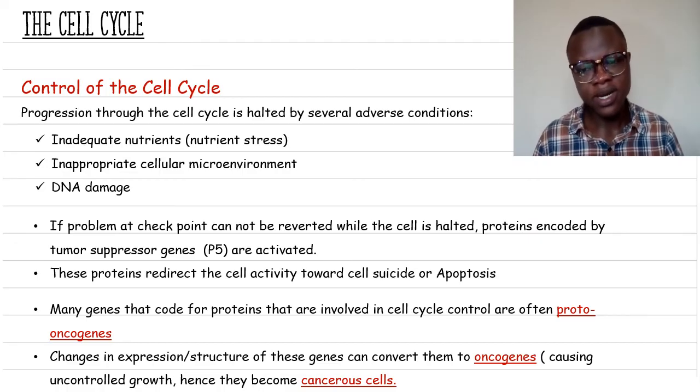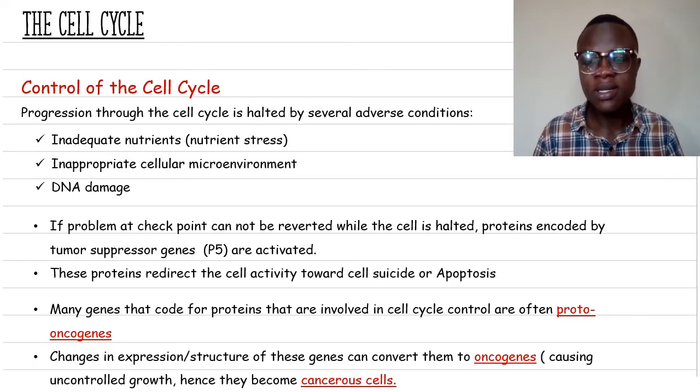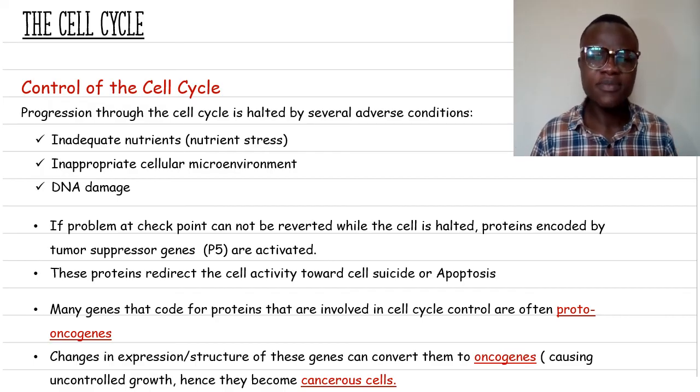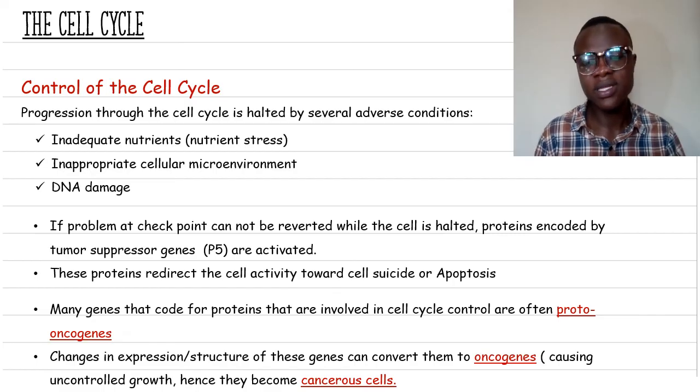So I was telling you, right? Let's take, for example, the S phase. If there is damage to the DNA and the cell cannot leave the S phase, and it stays there for long, there will be a trigger of the process of apoptosis, known as what? Self-suicide.